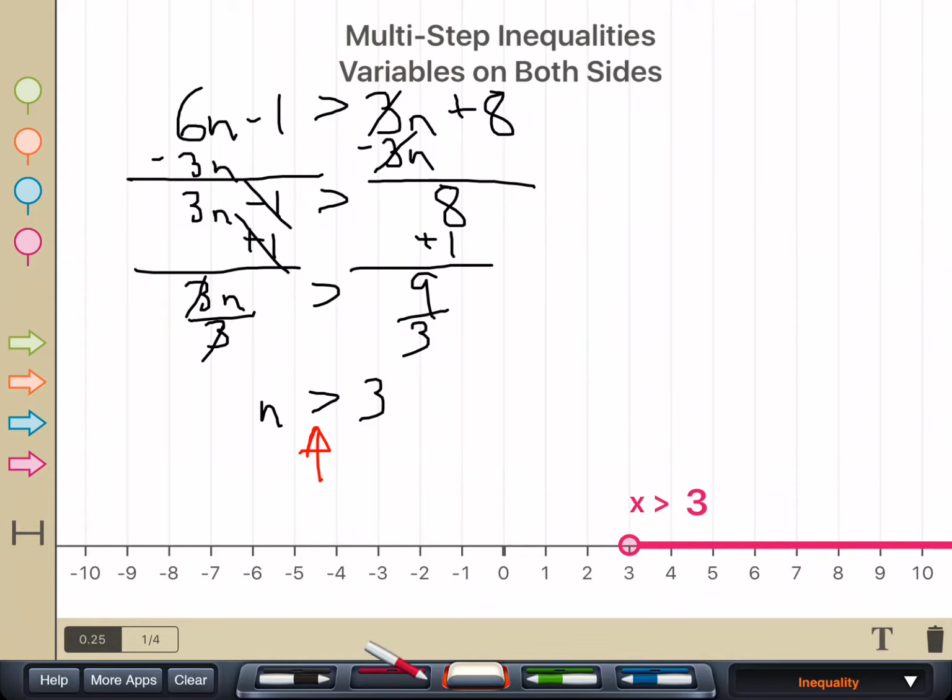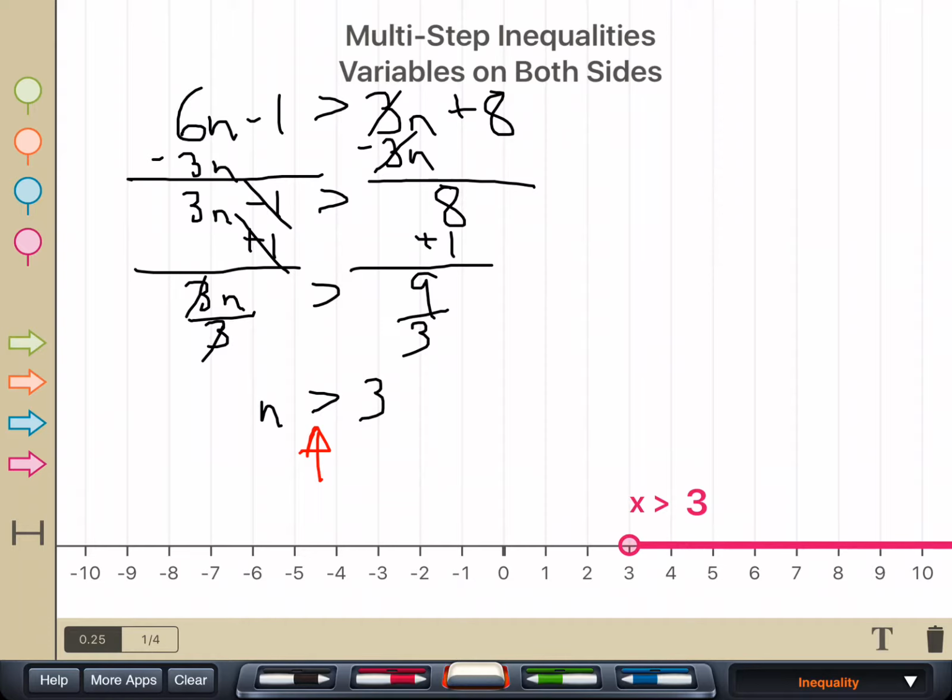So I leave this boundary point open to show that it can't be equal to 3, but I'm including every number greater than 3, including decimals. So 3.1, 3.2. All those numbers that are less than 4 but higher than 3 will still work here. Okay? And let's see if we are correct.